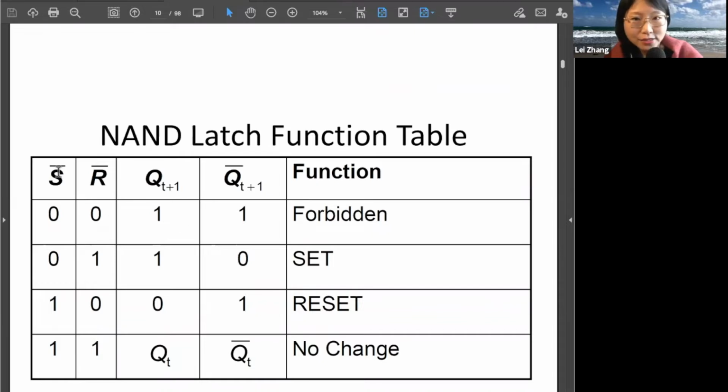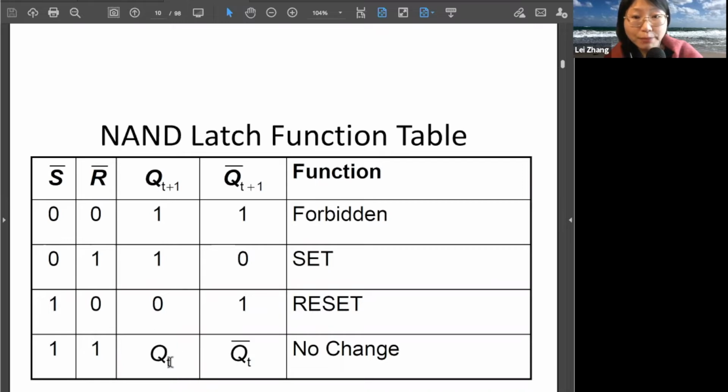When S naught is zero, that is set, so it sets the output to 1. When R naught is 0, it will reset the output to 0. When they are both 1, the output will have no change.